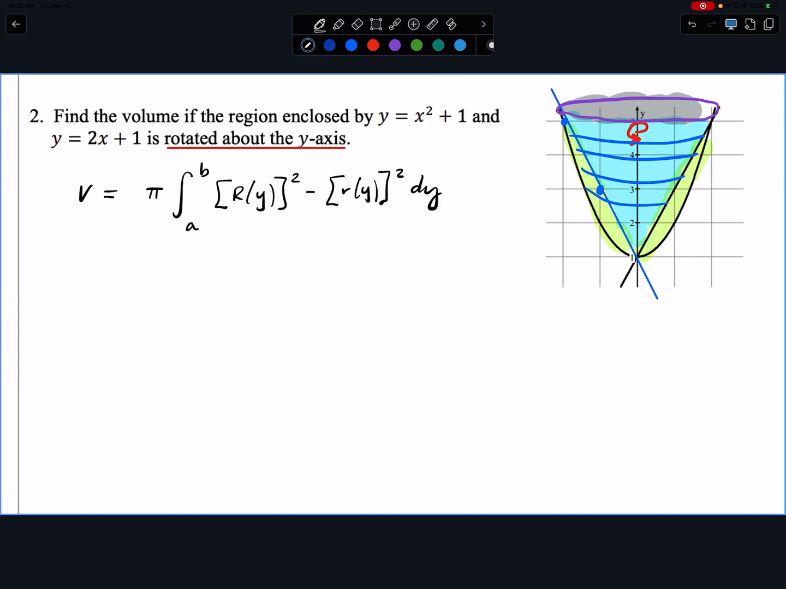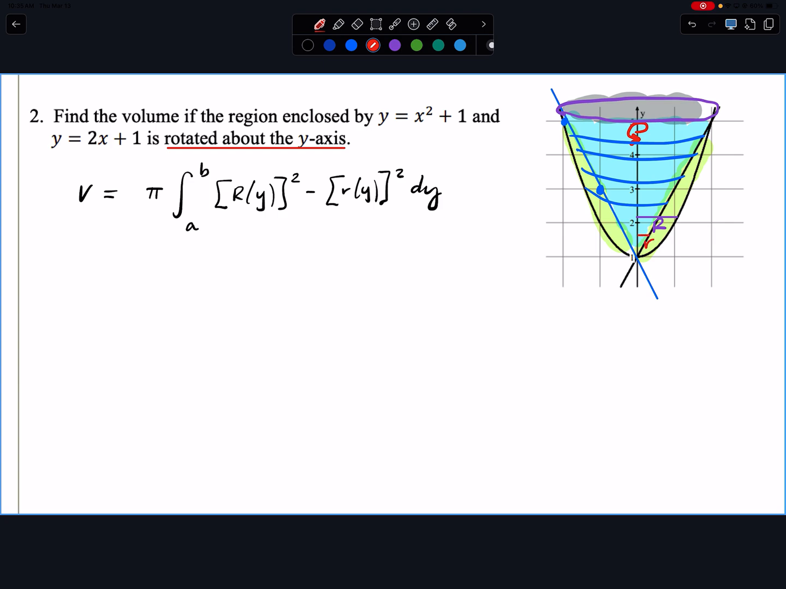Okay. So we have to do a couple things. Since we're doing it with respect to y, instead of doing top minus bottom, do you agree we're doing right minus left? If this is the y-axis, I have to figure out what's big R and what's little r. Which function is farther away from the y-axis, the parabola or the line? The parabola. So this is going to be big R. And then the line is going to be little r. Does that make sense?